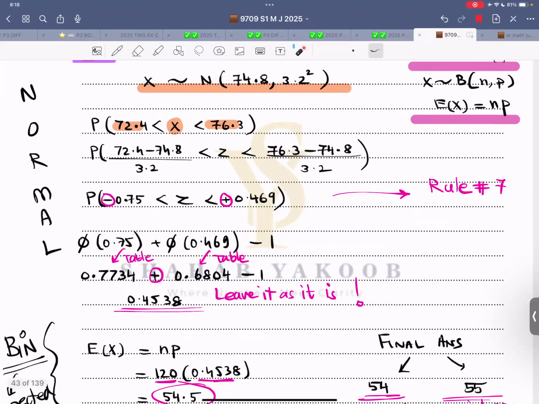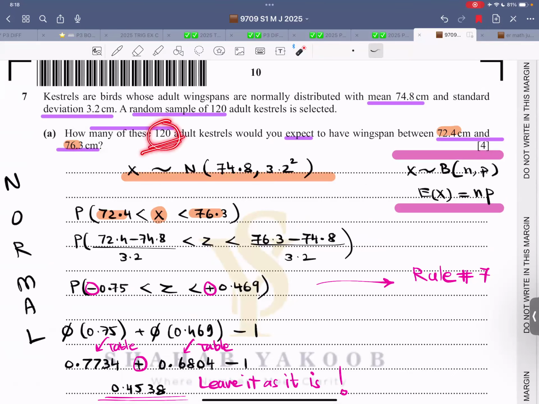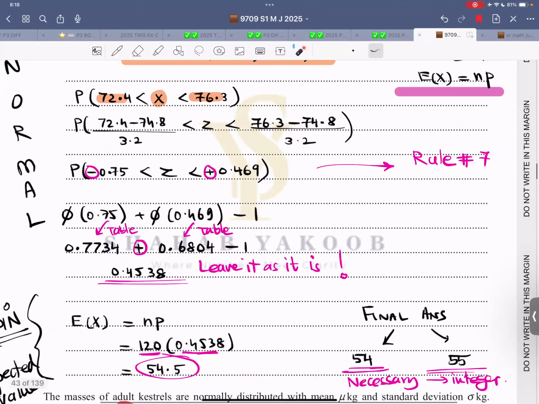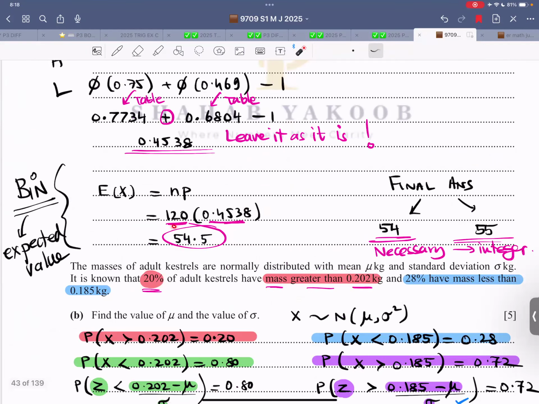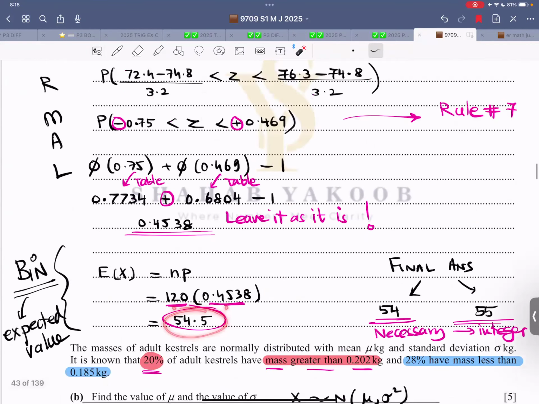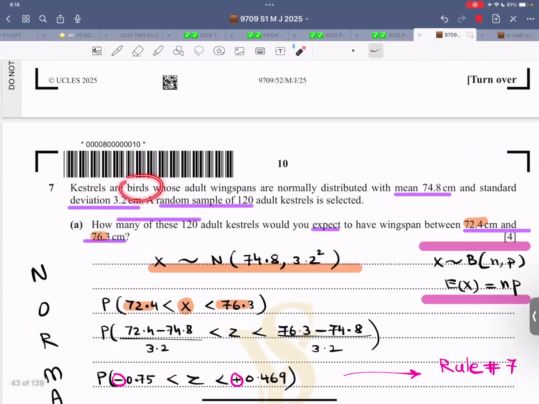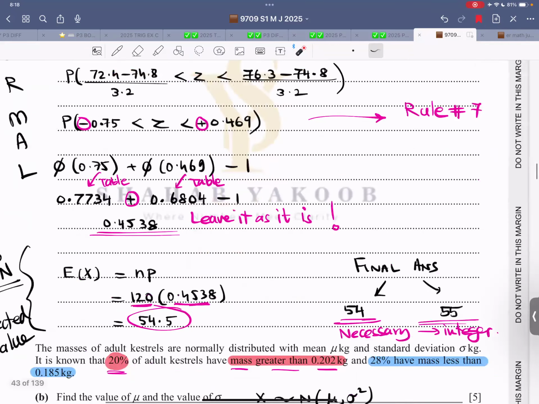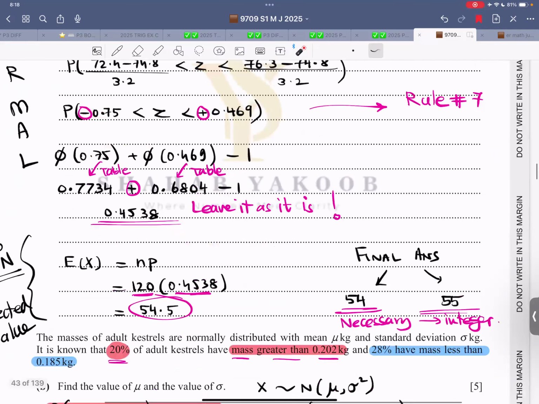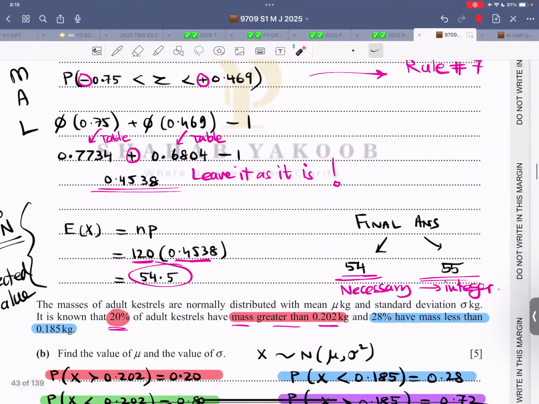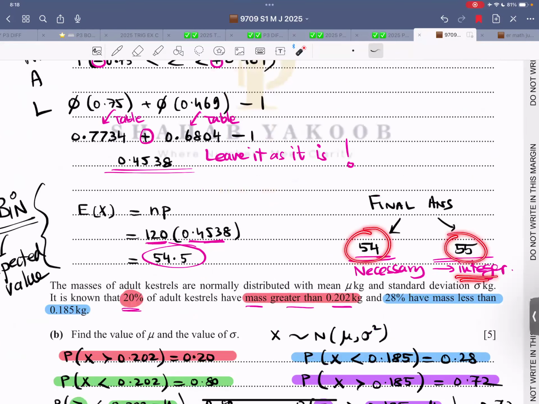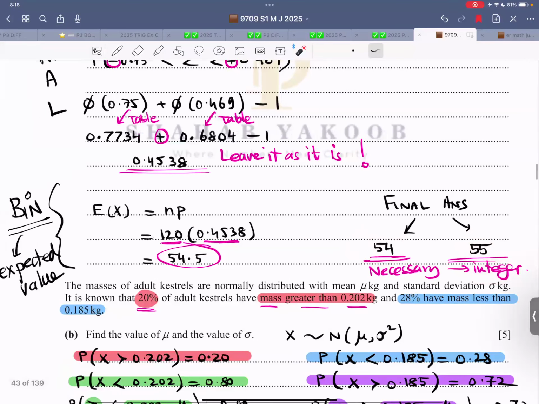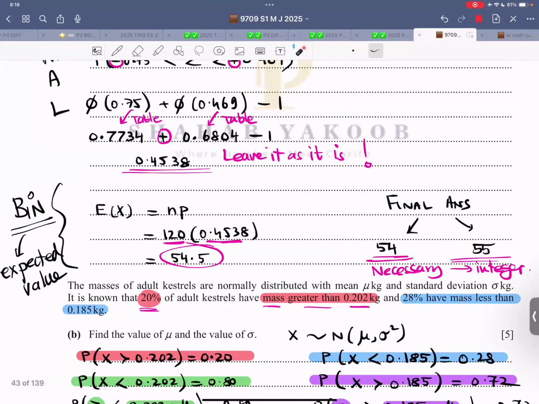Now it's asking for expectation because the number of trials is given. It's just a ratio thing. So multiply it with 120, you get an answer, and they are birds, people, apples, oranges. You need the answer in an integer. Round down, round up, both are acceptable. So write any one of them. Don't write both of them. That's your choice.